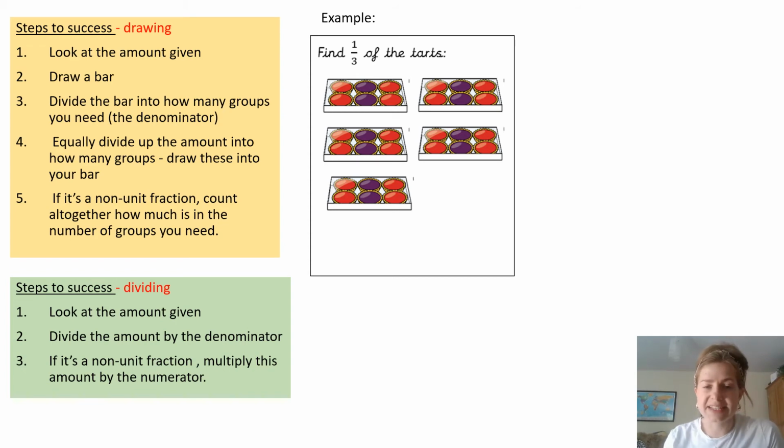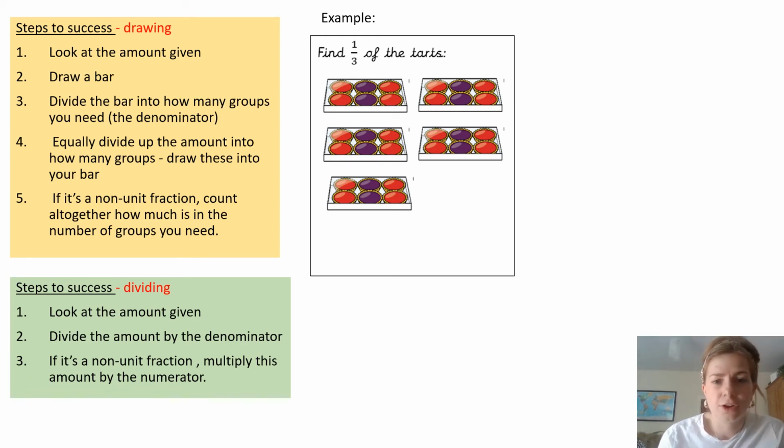So in this example, we're being asked to find 1/3 of the tarts. Now you can see I've got two sets of steps to success here. We've got one where we draw and one where we divide. I'm going to do the first example drawing, and the second example dividing. But you follow whichever one works best for you.